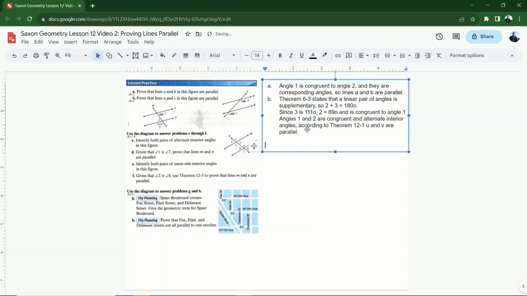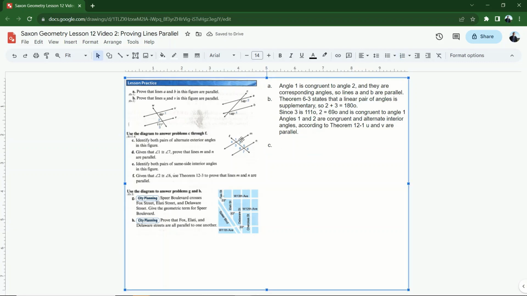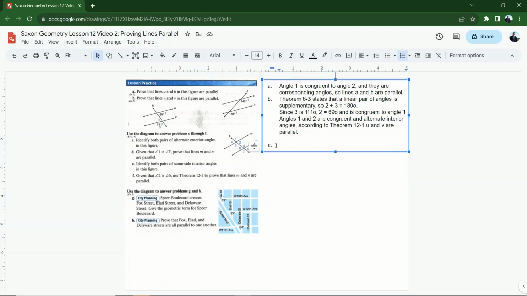All right, let's take a look at letter C. Letter C is an easy one. Identify the alternate exterior angles. Well, if I look at this drawing, 1 and 7, 4 and 6 are my alternate exterior angles. Opposite sides of the transversal. This L is the transversal. And they're on the outside of the two lines. So 1 and 7, and then 4 and 6.